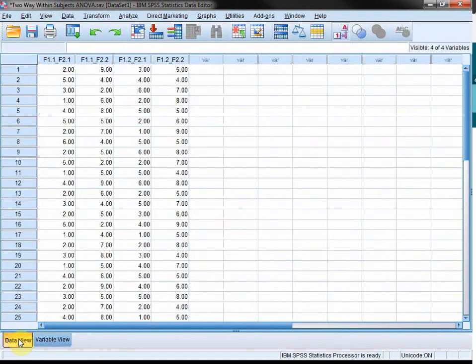Hello, welcome to a short video on how to run a two-way within subjects ANOVA in SPSS. As you'll see, to start with, I've set up the data appropriately for a two-way within subjects ANOVA.